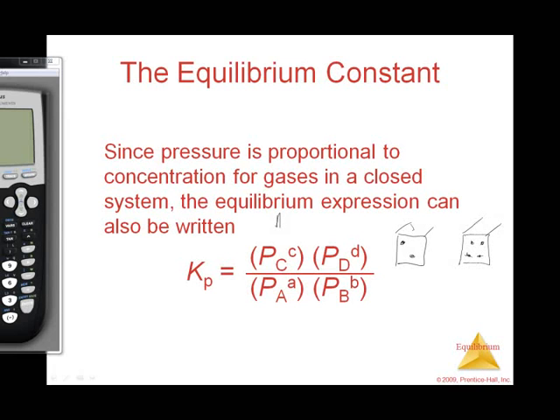Remember, we have A plus B gives me C plus D. I still have my products on top, my reactants on the bottom. I'm not using concentrations here, so I can't use the bracket. I'm using pressures here, right? They're still raised to their coefficient. Same thing over the reactants.